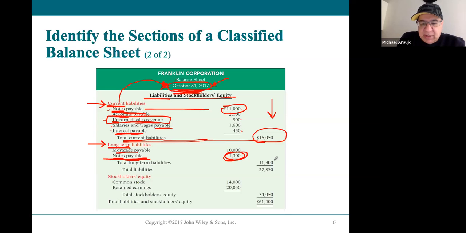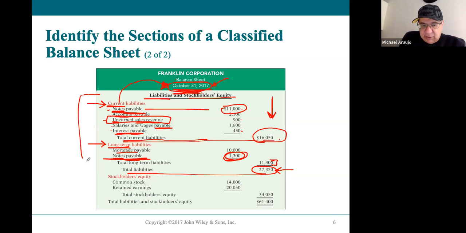Long-term liabilities are totaled up here. And then again, total liabilities are listed. Notice that all the totals for the categories are listed on the far right. The total current assets are listed on the far right. The total long-term liabilities are listed here on the far right, and the total liabilities, which are current plus long-term, are totaled.